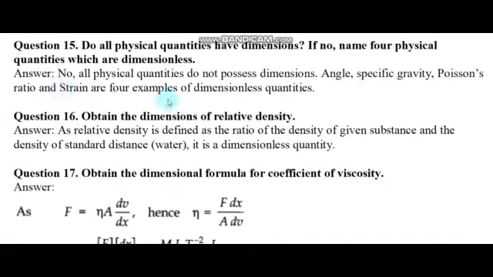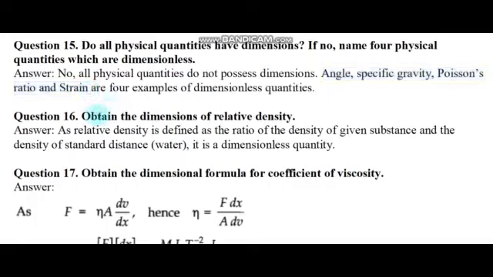Okay. So the four dimensionless quantity examples are angle, specific gravity, Poisson's ratio and strain. These are the four physical quantities that do not have any dimension. So they are dimensionless quantities.